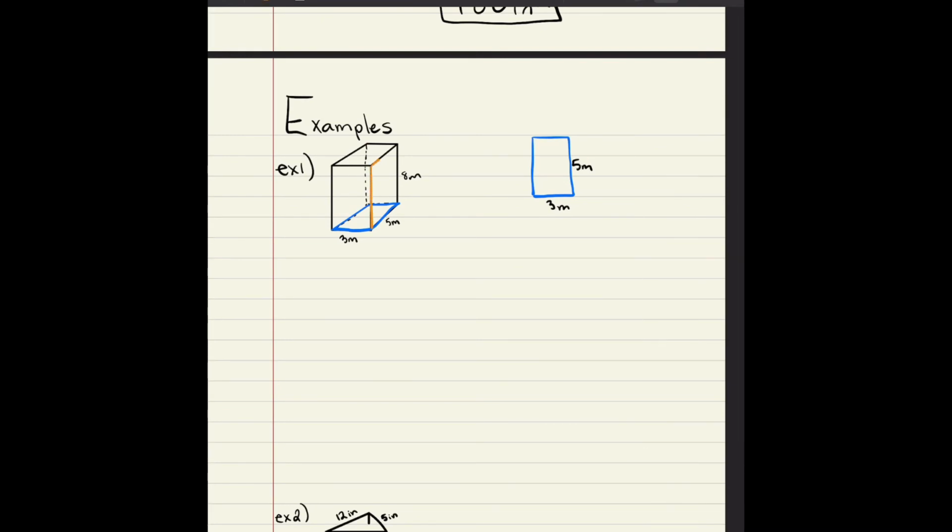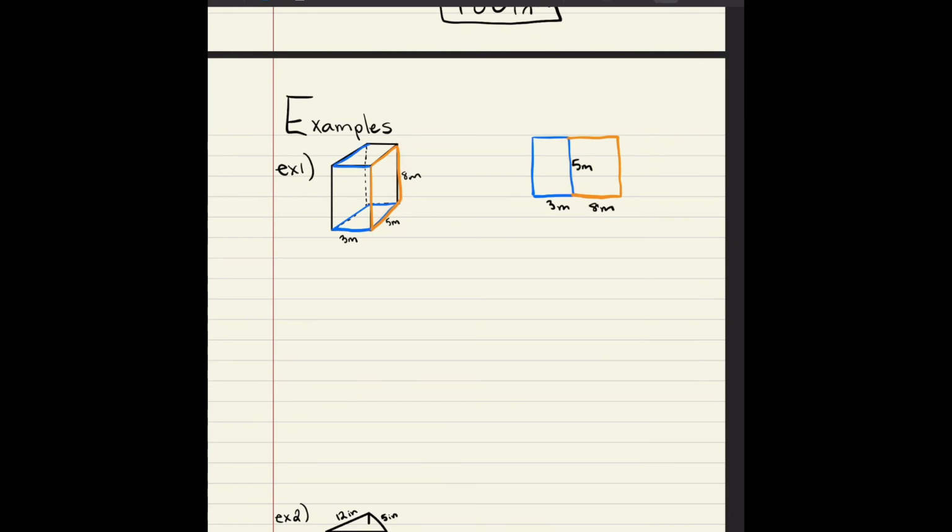Next, I have this face, which is on the right side of that. And just by looking at it, I can see it's bigger, right? And the side that it's sharing with the bottom is 5 meters. So see, 5 meters, 5 meters. And the other dimension is 8 meters.